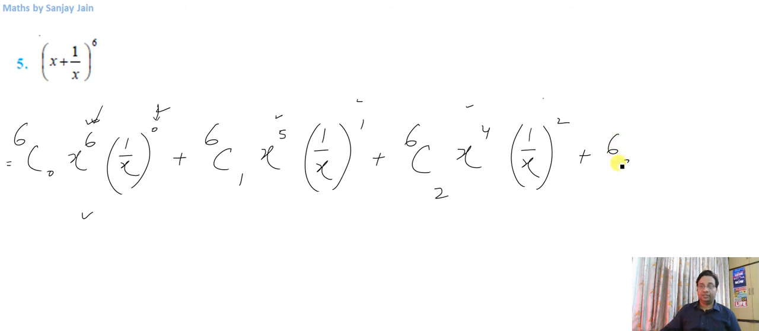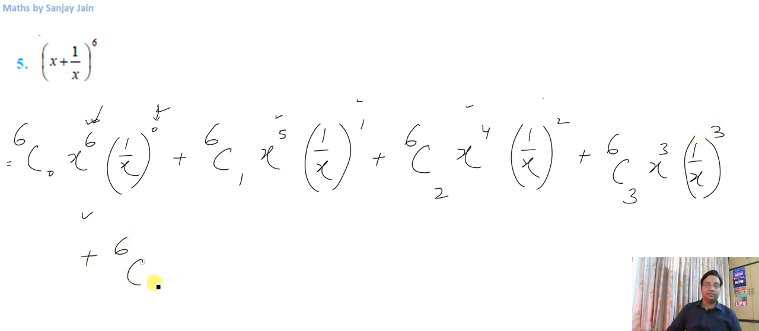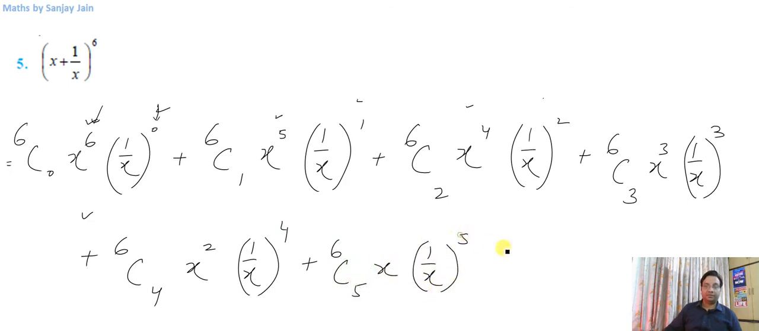Then you keep on writing 6c3, x cubed, 1 by x cubed, 6c4, x squared, 1 by x raised to power 4, 6c5, x, 1 by x raised to power 5, and then 6c6, x raised to power 0 will give you 1, so 1 by x raised to power 6.